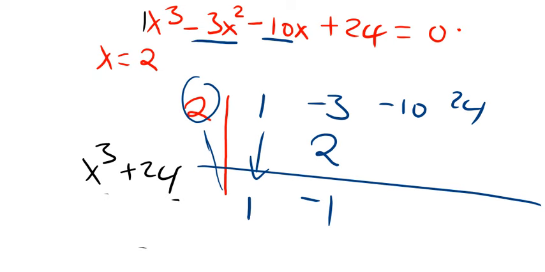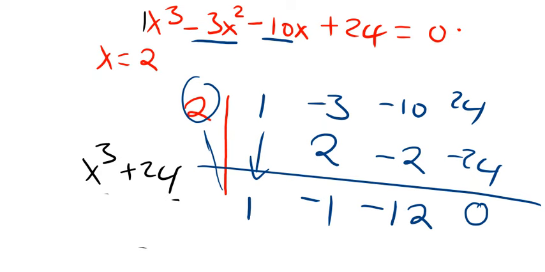Multiply by 2. I'll help you out. It's negative 2. Negative 10 plus negative 2? Negative 12. Then negative 12 multiplied by 2? Negative 24 plus 24? So the last part is the remainder.